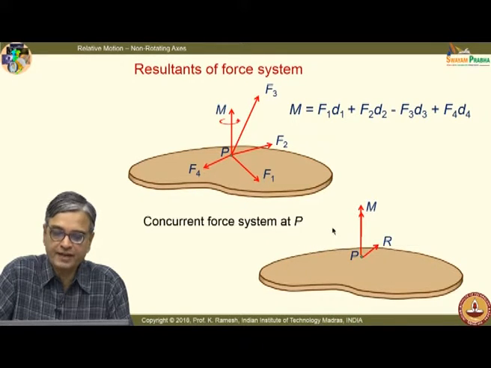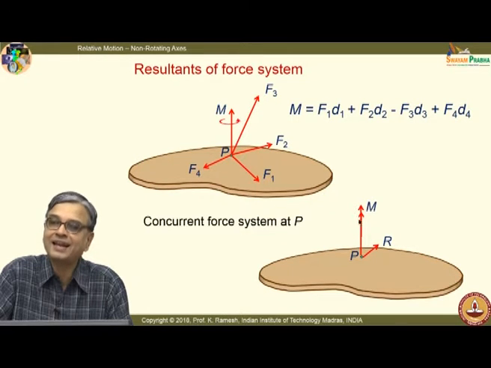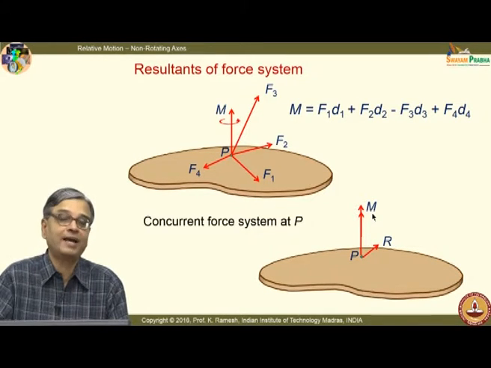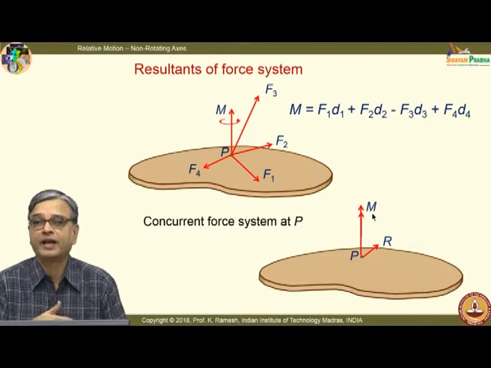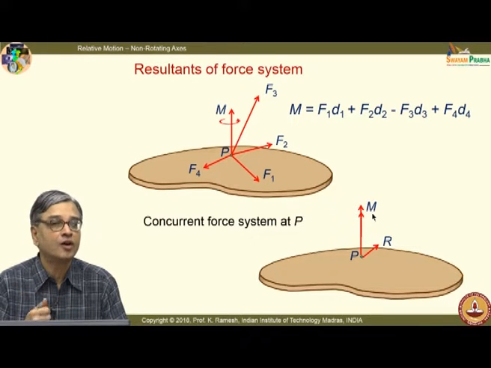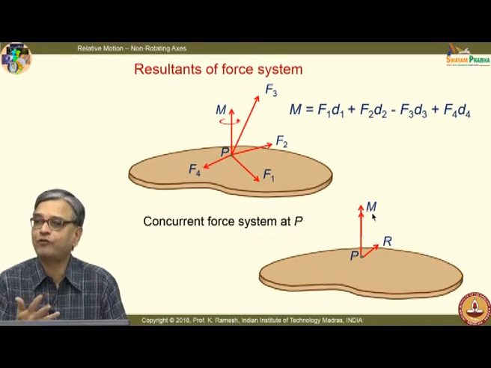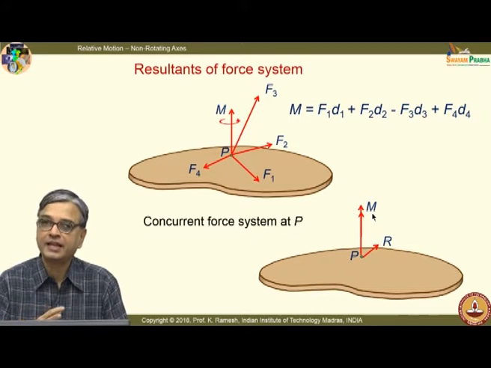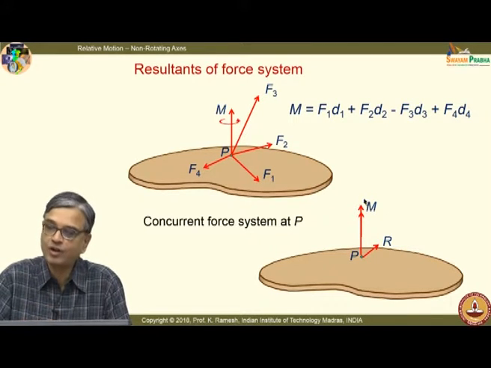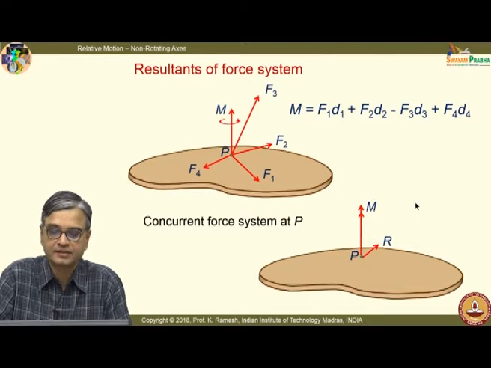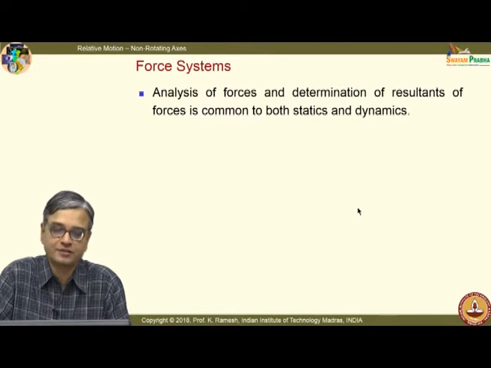So, what you find is, when I have a general force system acting on a body like this, it can always be reduced to a combination of a resultant force and a resultant moment. You may have exceptions, you may have only a resultant moment, or you may have only a resultant force. In a generic situation, you will have a combination of both. And what is the effect of these forces?